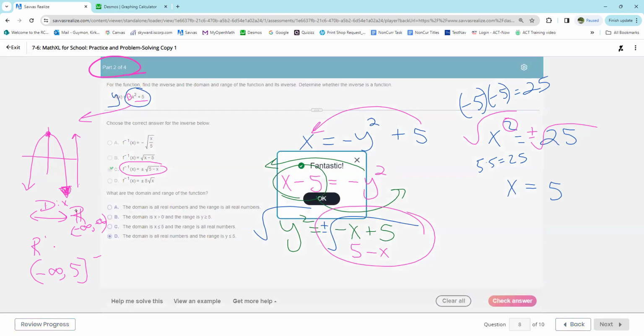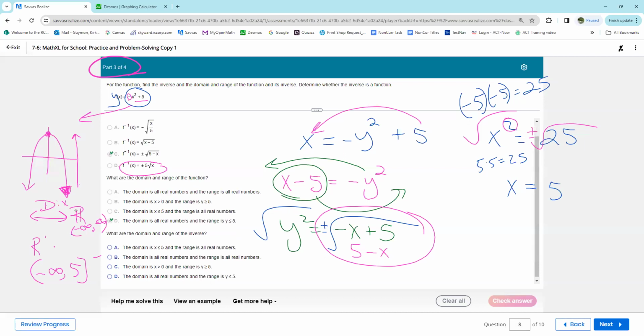Okay, we were talking about the original function. It didn't say inverse. And then it says, what are the domain and range of the inverse? So now we're going to flip that around, because just like we switched the x and the y around when we wrote the equation to solve, when we went from here to there, that's the inverse. We're going to flip the domain and range around when we come over here.